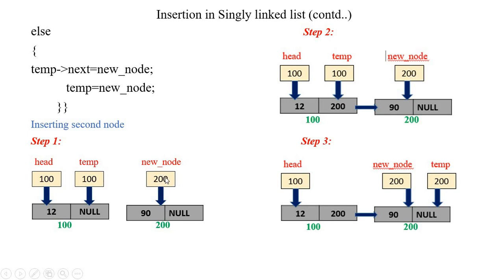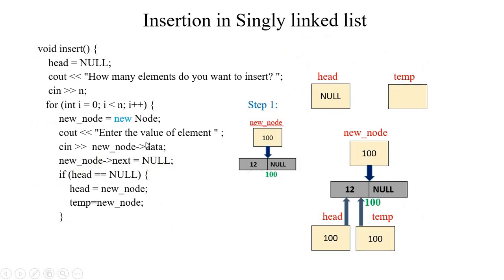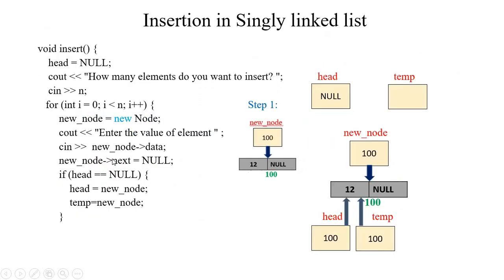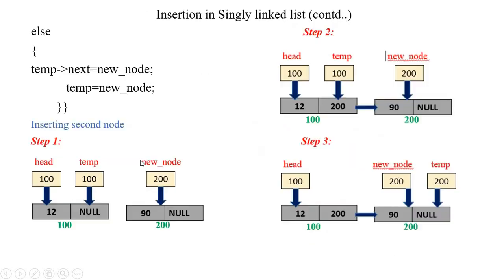New underscore node value is updated with 200. Next, enter the value into the new arrow data. I'm inserting the value into the new arrow data, and the new arrow next value I'm updating with null. So this is what I have created. I'm having two nodes. One node is at the address 100, and the second node is at the address 200.